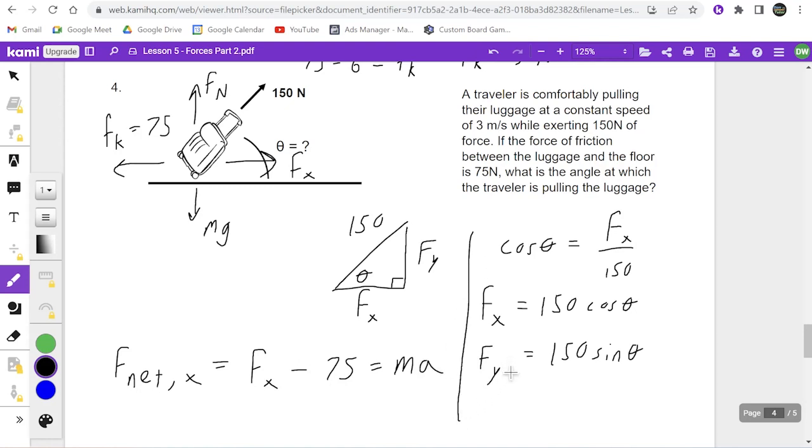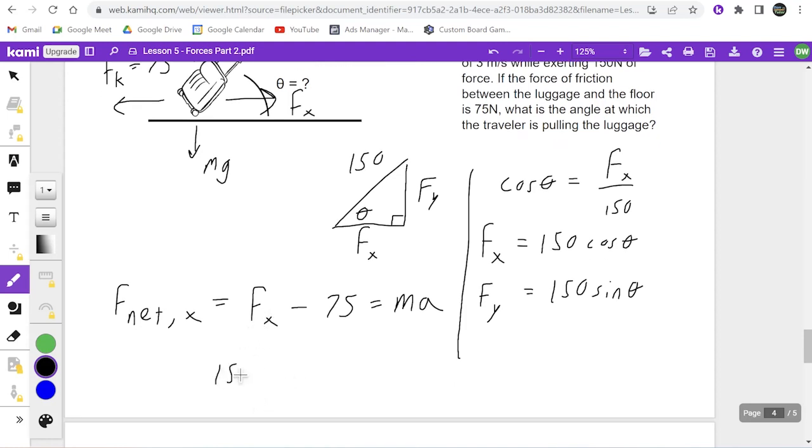Now, the thing is, we don't know this acceleration. Are we solving for it? Actually, we're not. Fx is 150 cosine theta minus 75 equals mass times acceleration, and we don't even know the mass. Oh, man, that's a shame. So we don't know the mass, we don't know the acceleration, and we don't know theta. That's 3 variables we don't know. And the funny thing is, with just one simple fact, I can eliminate 2 of these variables. What is that one simple fact?